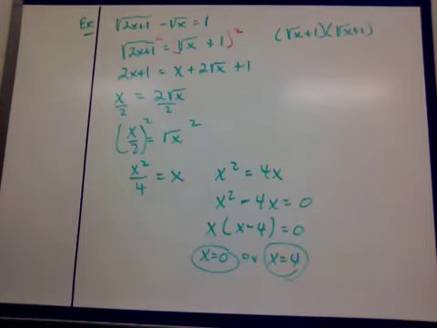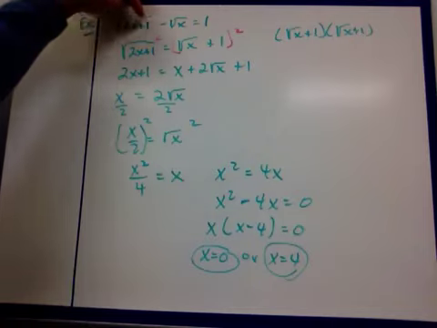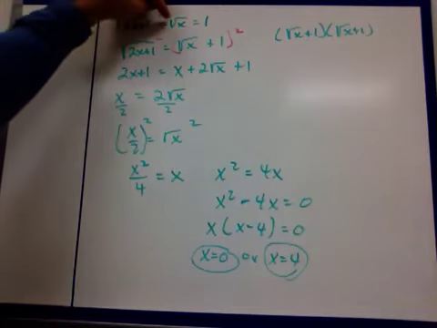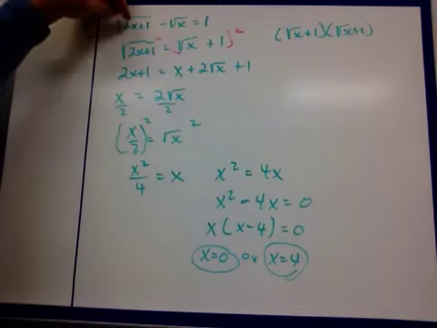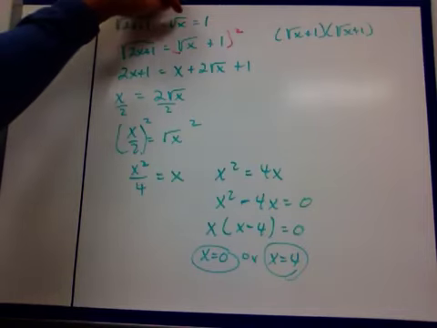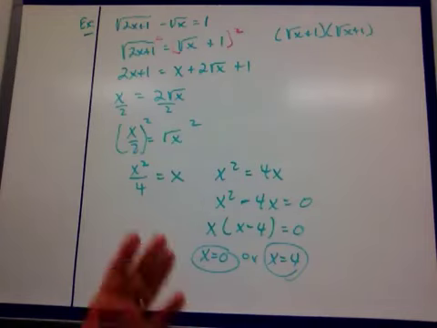Okay? Check for extraneous solutions. If I plug a 0 in here, I get the square root of 1, which is 1, minus 0, 1 equals 1, it checks. Plug in a 4, I get 8 plus 1 is 9, the square root of 9 is 3, minus the square root of 4, so that's 3 minus 2, which is 1. They both check. Okay? So that's working with radicals there.